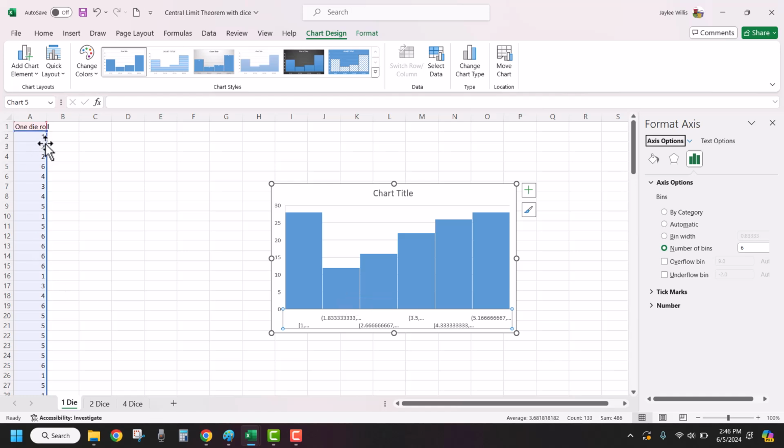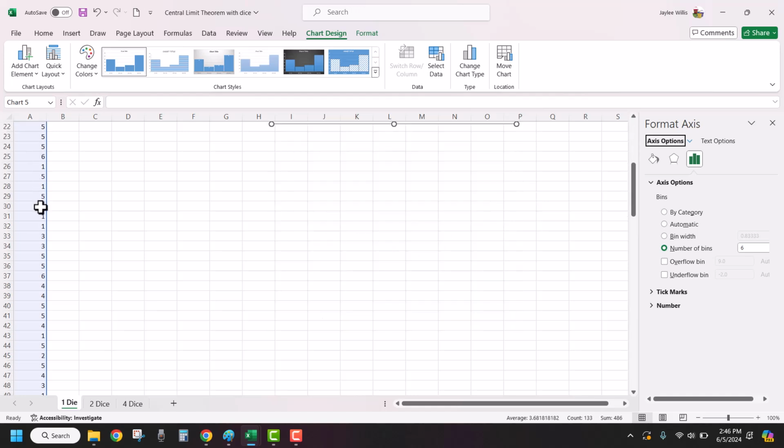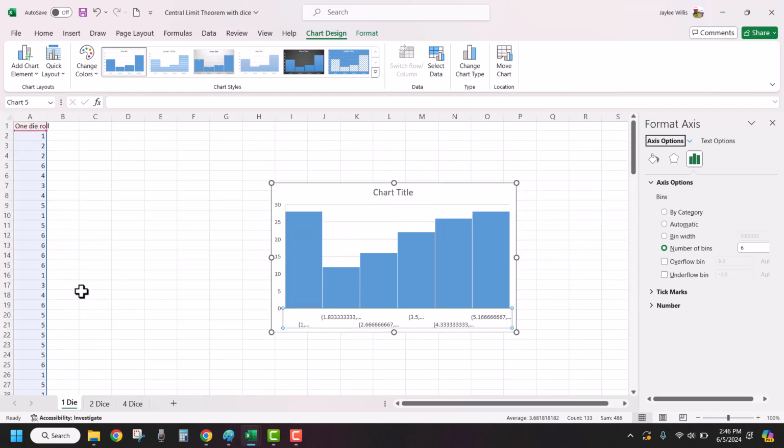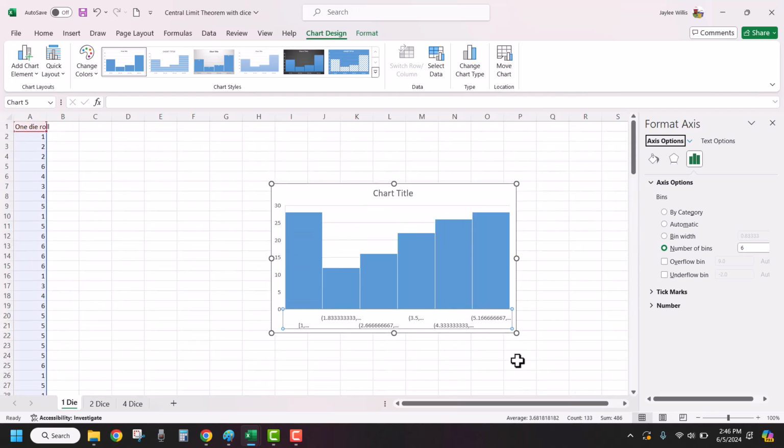But if they had 1,000 people who had done this experiment instead of only 133 or however many people were in his classes that semester, the histogram would look more like a constant distribution. I can't remember the technical name for it, but basically all the bars would be the same height.